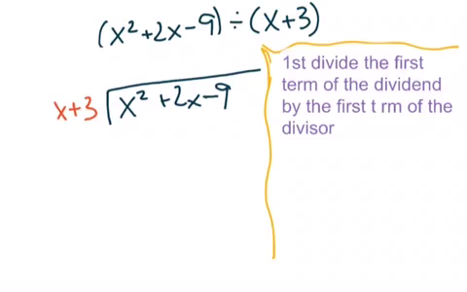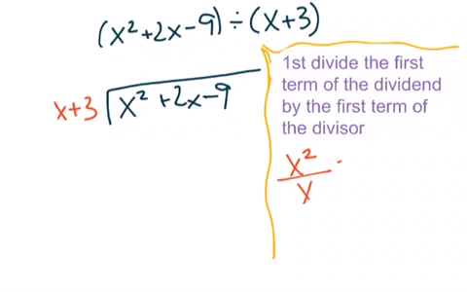Okay? You're first going to divide the first term of the dividend by the first term of the divisor. So the first term of the dividend is x squared. So we're going to divide that by the first term of the divisor, which is x. So that obviously is going to give us x. So we're going to put that above the second term. Okay, you'll see why in just a second.